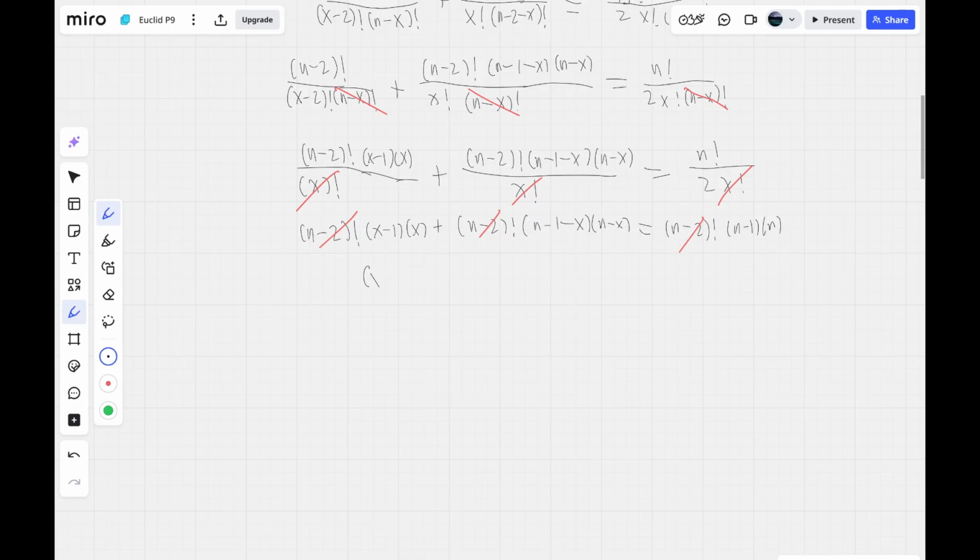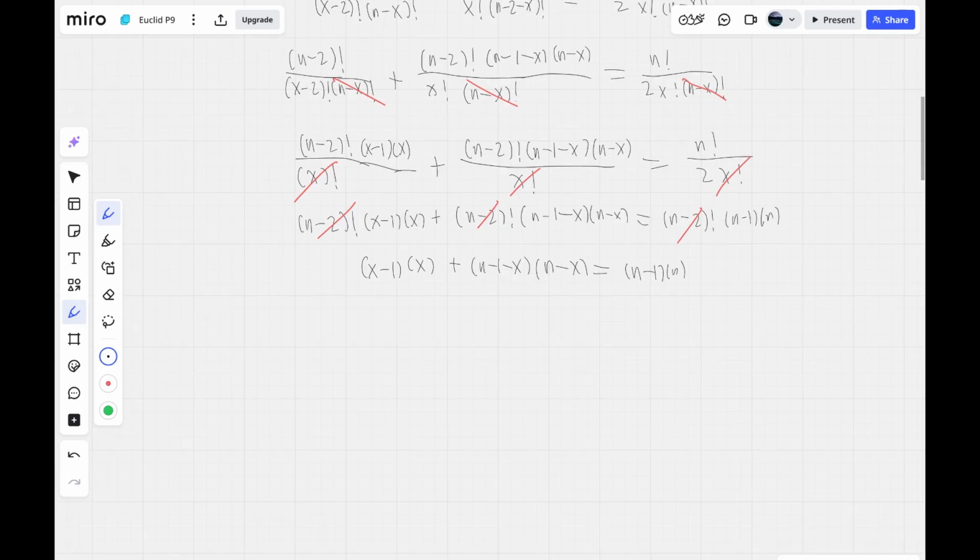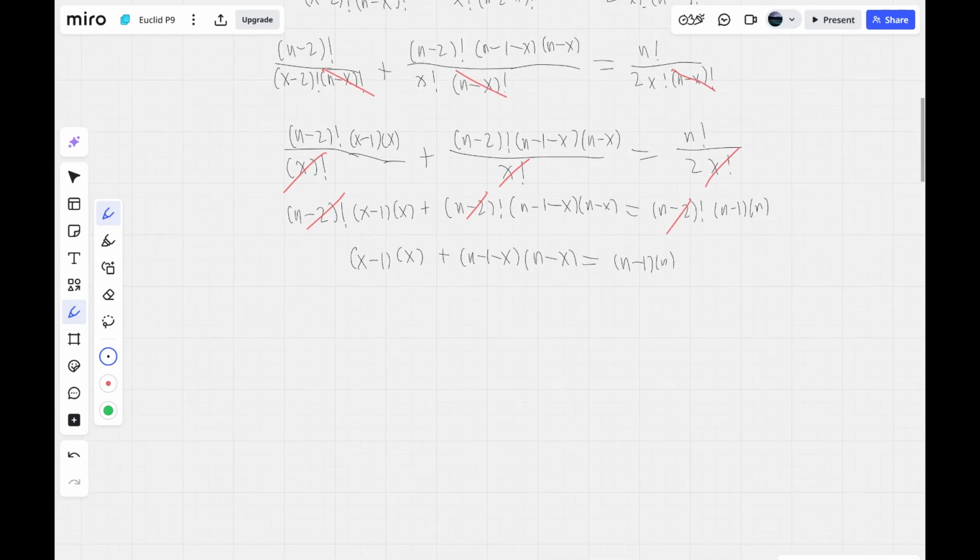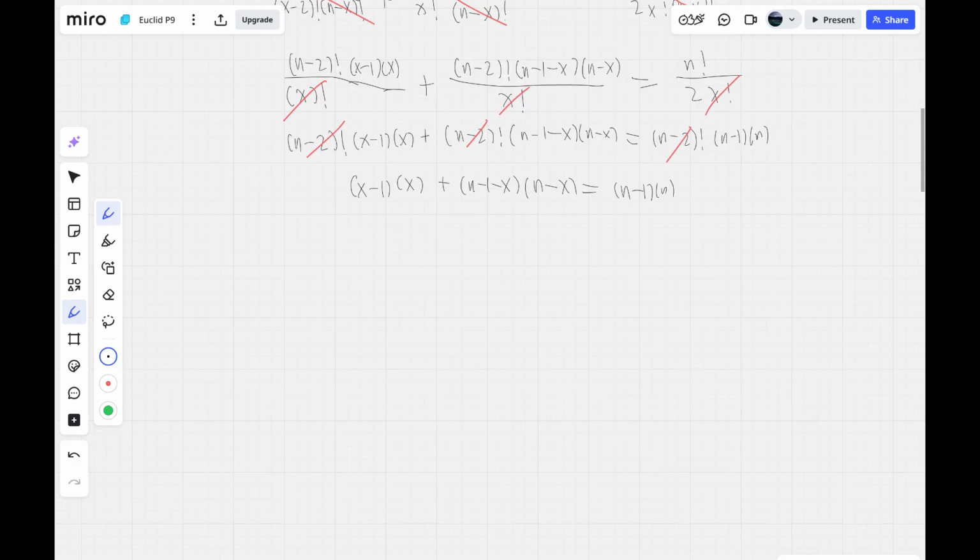So now we just have (x minus 1) times (x plus n minus 1) minus x times (n minus x), and that is equal to (n minus 1) times n. So now this is just a quadratic, right? It's not that hard to just expand both sides. And notice that there are many small terms that are the same, so they're just going to cancel. So it's not a bad idea here to just expand both sides.